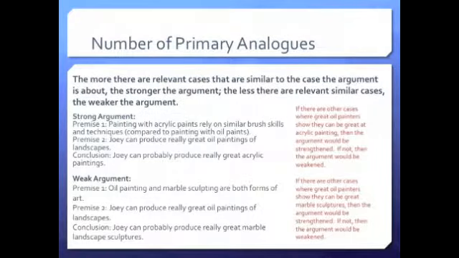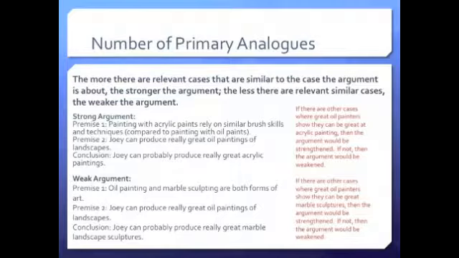Now another thing that we want to consider is the number of primary analogs that an analogical argument has. A primary analog is basically a case which exemplifies the kind of case that the argument is about. What I mean by this is the following. Consider the strong argument we have here. This strong argument is about Joey, who can produce really great oil paintings, also being able to produce really great acrylic paintings. Now, if we can find other cases where people can produce really great oil paintings as well as really great acrylic paintings, then we have found primary analogs of this strong argument.